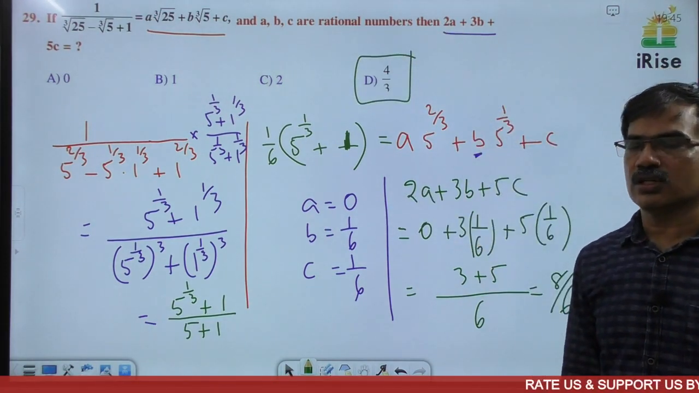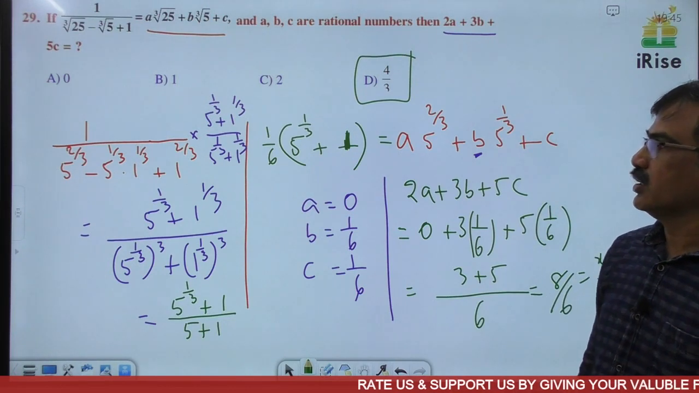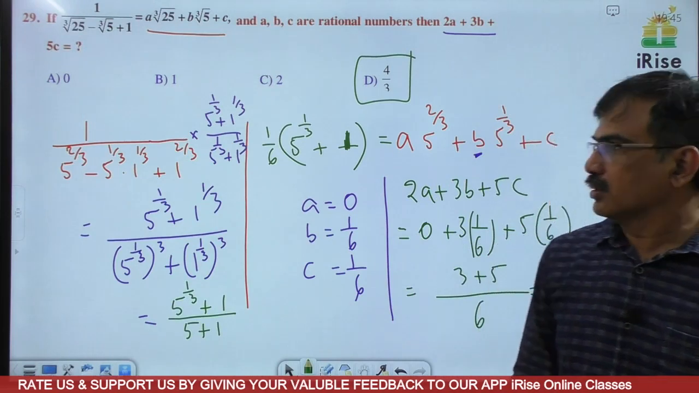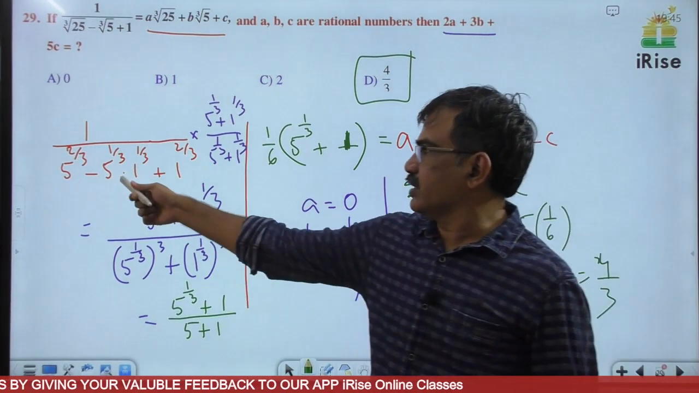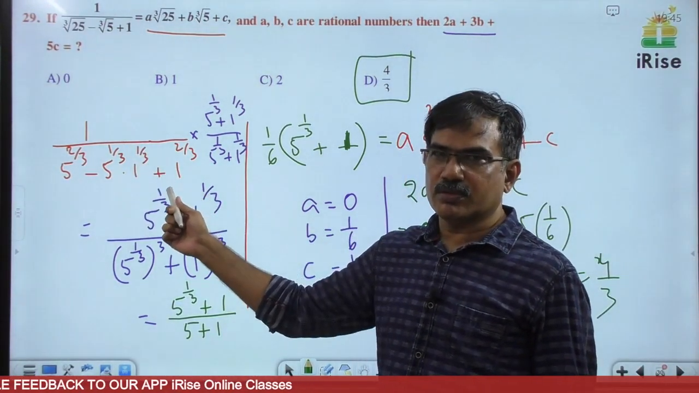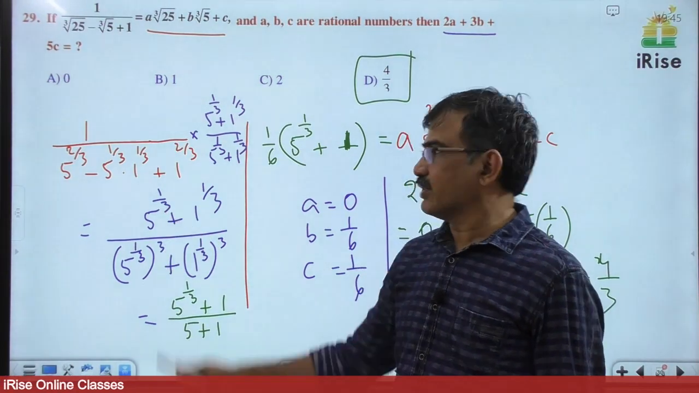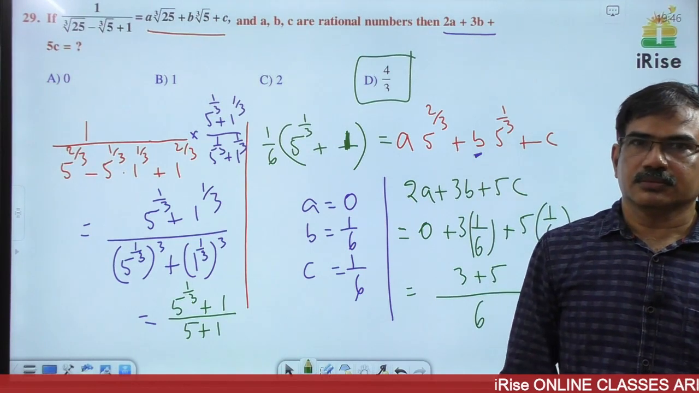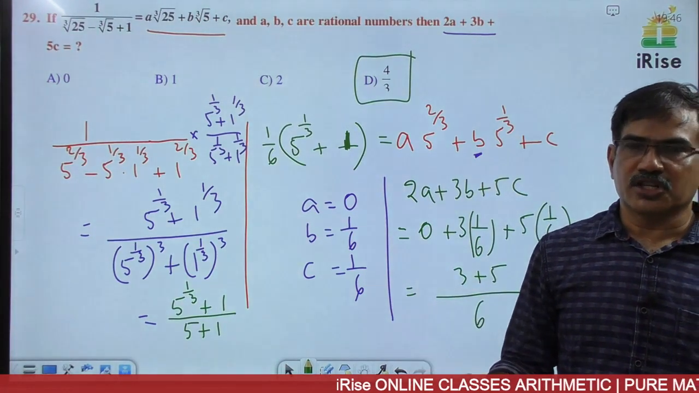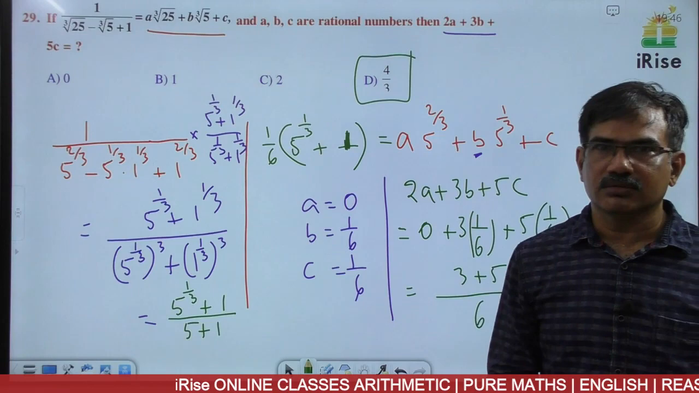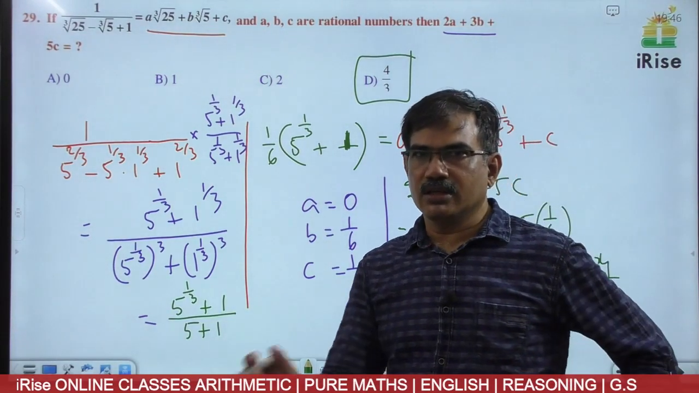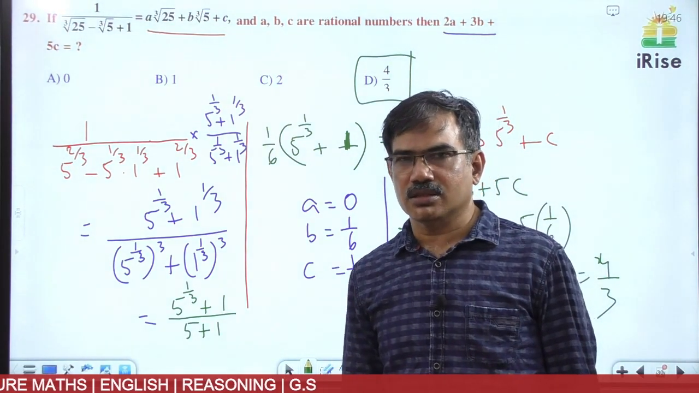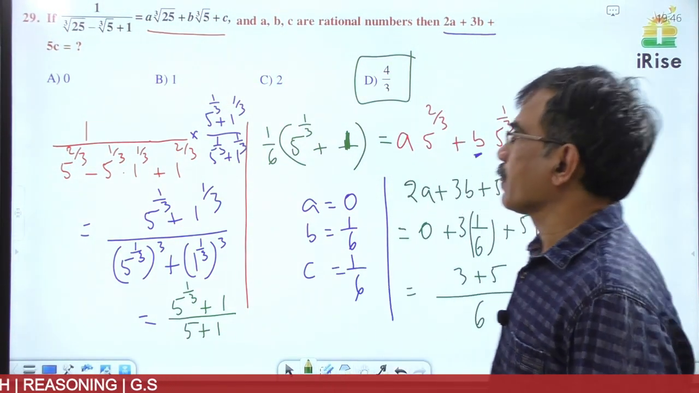So this question is totally based on rationalization of this term: a power 2 by 3 minus a power 1 by 3, b power 1 by 3 plus b power 2 by 3. The rationalizing factor is 5 power 1 by 3 plus 1 power 1 by 3. Every rationalization related formula is given. Okay, check the concepts and formulas in indices and surds, please. Next question.